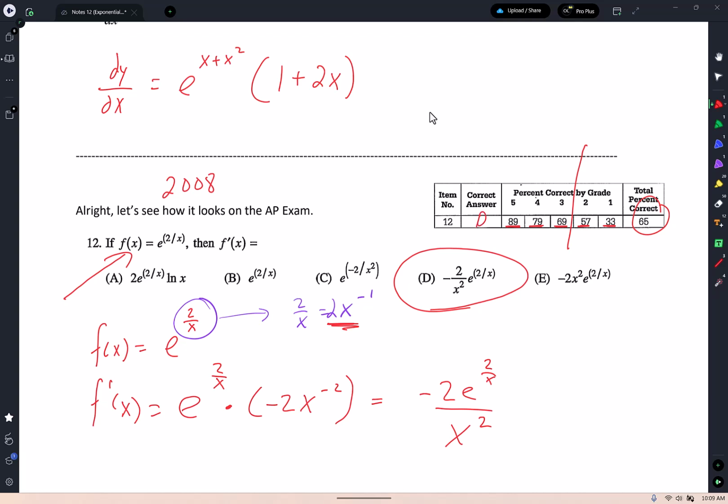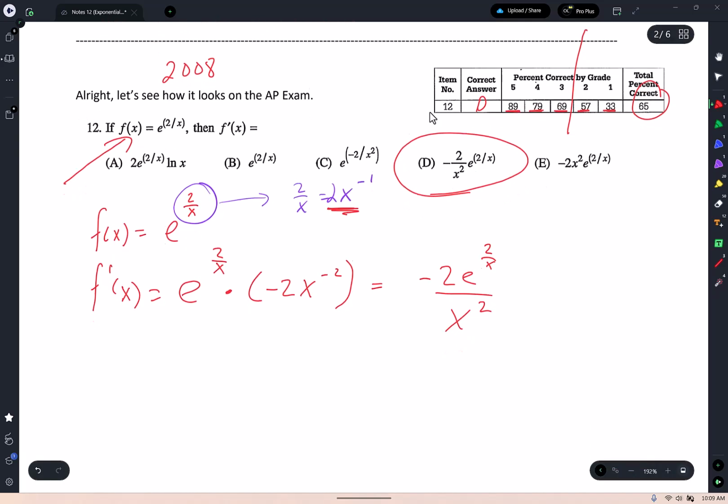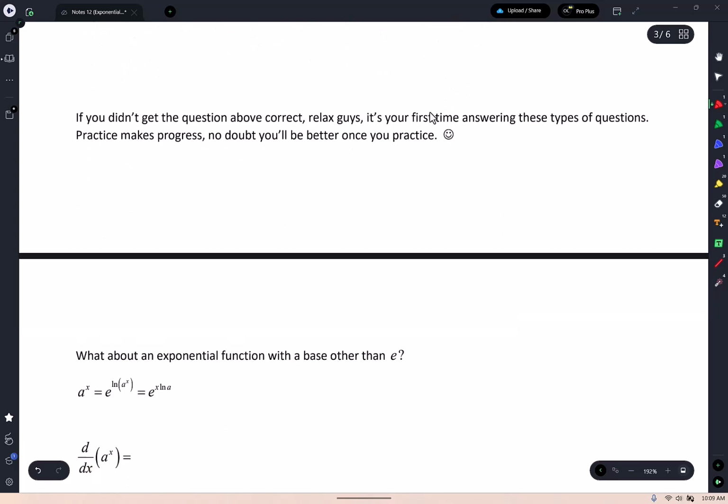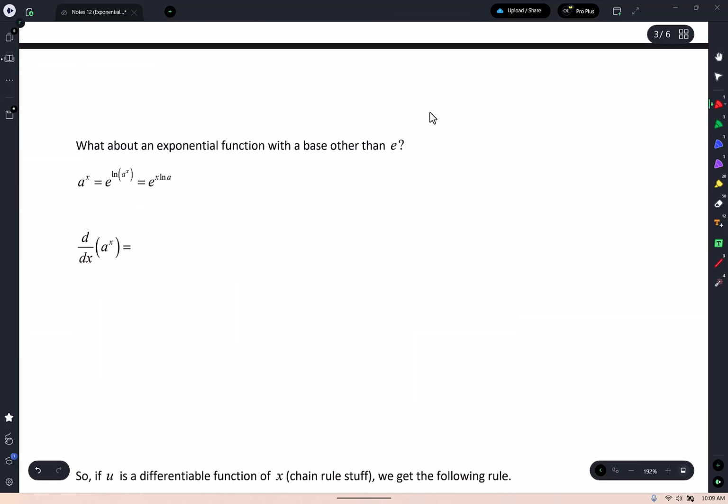Okay, so right now all we know is how to take the derivative of e to the x. We're about to learn how to take the derivative of another exponential. So relax, we're going to go slow. What if the base is not e? So we're going to do a hack. Here's the hack.